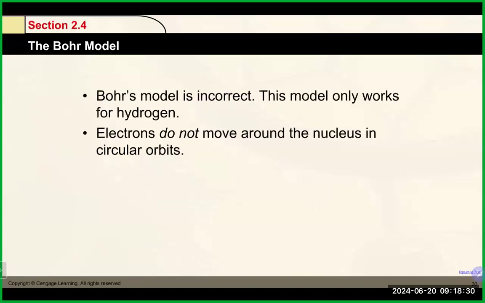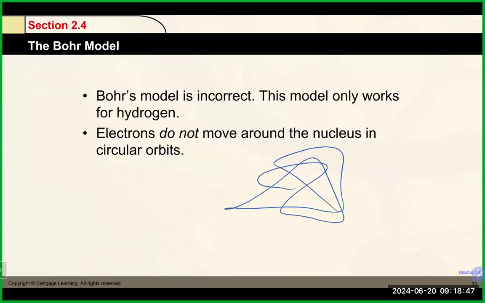So Bohr's model is incorrect, as I mentioned. It works really well for hydrogen with one electron, but it falls apart. Electrons do not move around the nucleus in circular orbits. Again, as we will talk about, they move around in a pretty random fashion. There are no pretty orbits where you can put your finger and say, eventually it's going to come back around and hit that spot. We actually don't know exactly where they're traveling at any given moment in time.